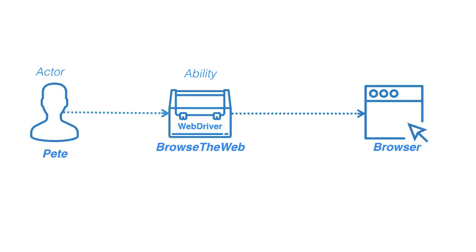So in a nutshell, what have we got? We've got Pete the actor. Pete has an ability, browse the web. Now the ability is kind of like a toolbox.